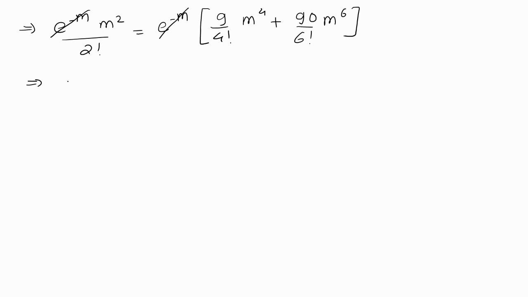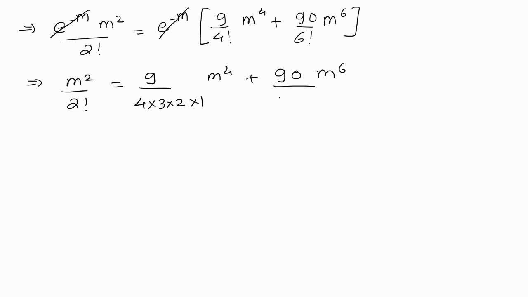Okay, so what I am left with is m square upon 2 factorial is equals to 9 upon, now this I can just split this 4 factorial into 4 into 3 into 2 into 1 into m raised to 4 plus 90 means m raised to 6 will be upon 6 factorial will be 6 into 5 into 4 into 3 into 2 into 1. Okay, and this 2 factorial is 2 into 1.